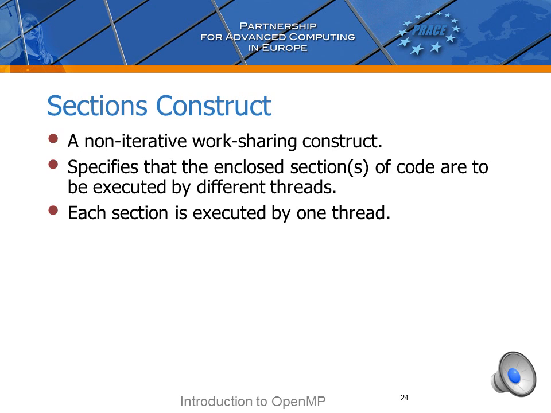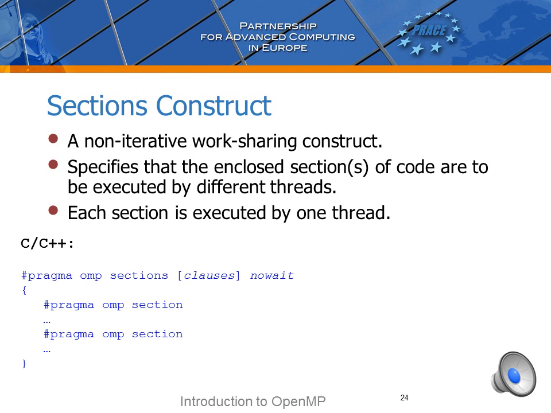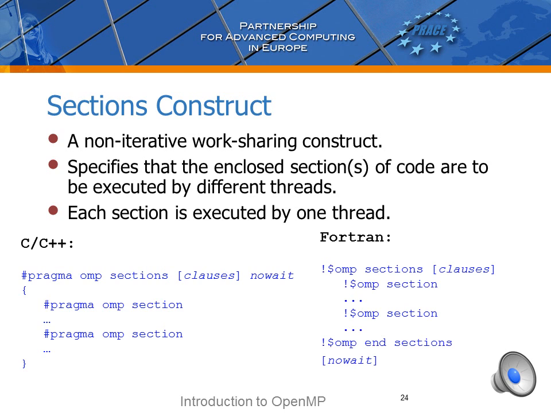The sections construct is a non-iterative worksharing construct. It specifies enclosed sections that are distributed over the threads in the team. These sections are created with OMP section in C++ and Fortran codes within the OMP sections construct. Each specified section is executed by exactly one thread. If there are too many sections, some threads execute more than one section in a round-robin fashion. On the other hand, if there are too few sections, some threads stay idle.